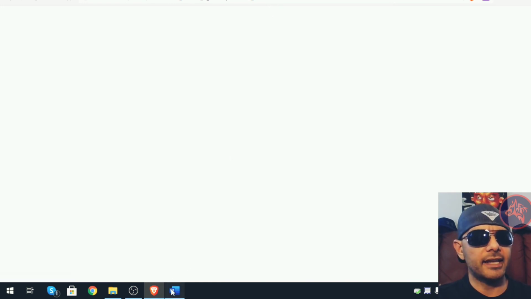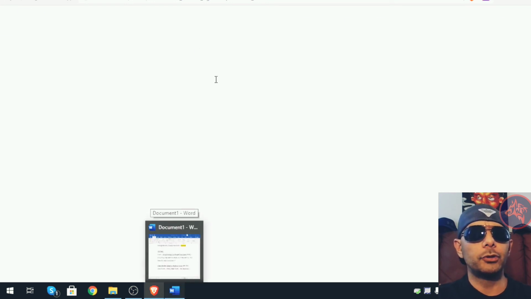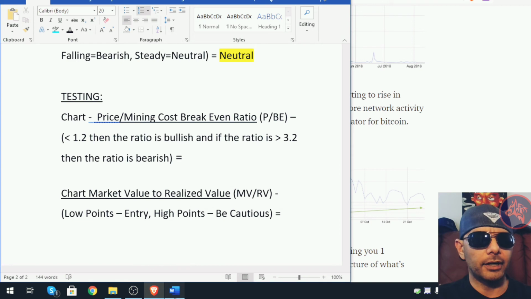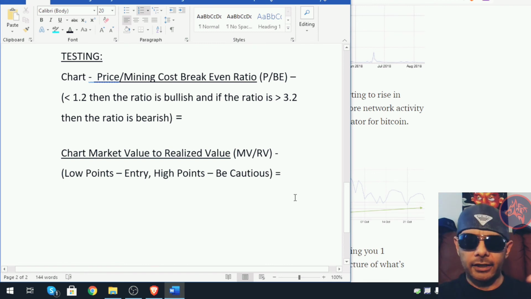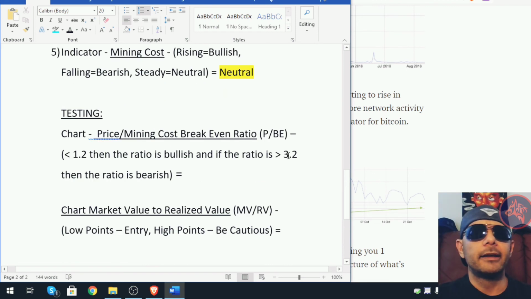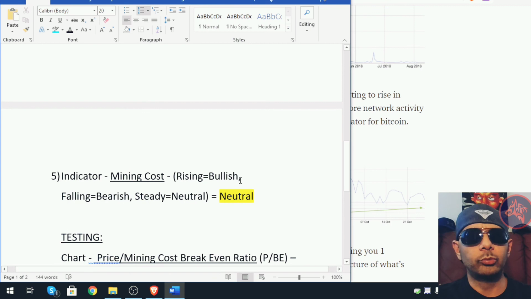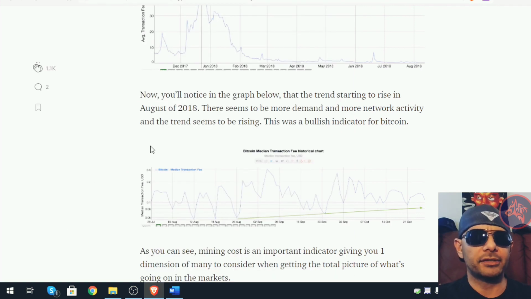And then the other one is the MVRV. Let me show you that, market value to realized value. Low points are entry points. High points are be cautious points, or possibly where it's going to consolidate and then break up into a new high. That's kind of what those are for, but we'll get into that when I can cross that bridge and actually consider that part of my fundamental repertoire. It's not right now, so I'm not going to consider that.